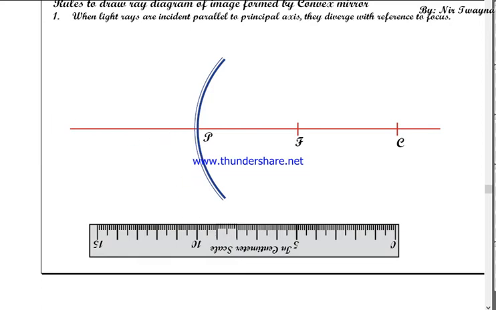Now let's discuss the rules. Rule number 1: what happens when light rays are incident parallel to the principal axis? In case of concave mirror, they pass through focus, isn't it? But what happens in case of convex mirror? Let's see. This is an incident light ray. At this particular point, you can see that the slope of the mirror is somewhat like this. That means its normal would be like this. This is the normal.